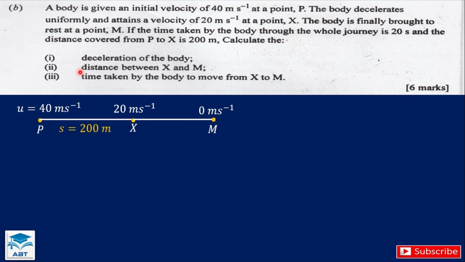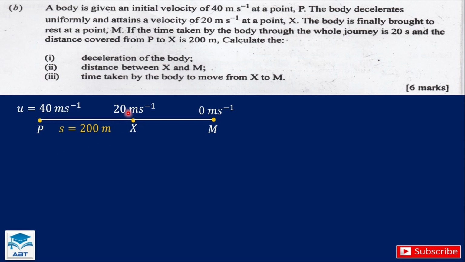II. Calculate the distance between X and M. So between X and M, the initial velocity here is going to be 20 meters per second, and the final velocity is going to be 0 meters per second. And remember, the body decelerates uniformly. So the deceleration we had between P and X, which is negative 3 meters per second squared, is going to be the same between X and M.